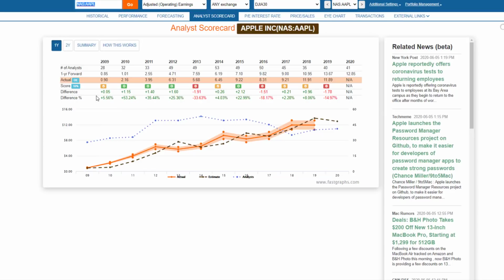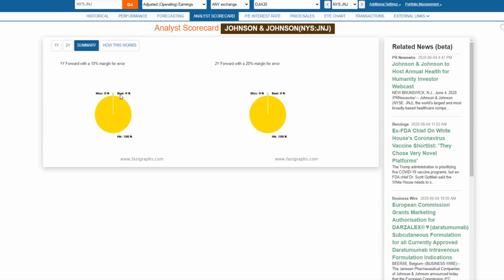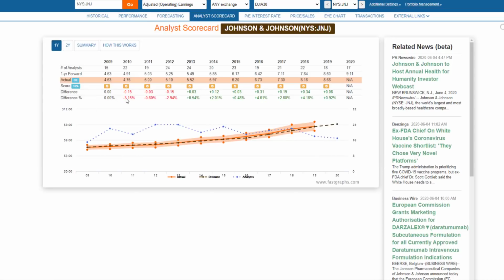Now, if I put in a company like Johnson & Johnson here, which has historically been a very easy company to analyze, I want you to notice, and we'll not go into detail, they've had virtually a perfect score on both the 1-year and the 2-year forecast. In other words, that doesn't mean it was absolutely perfect. I'm saying it was perfect within these margins of error that I've been showing you. And you can see that clearly here. It's within the perfect score.